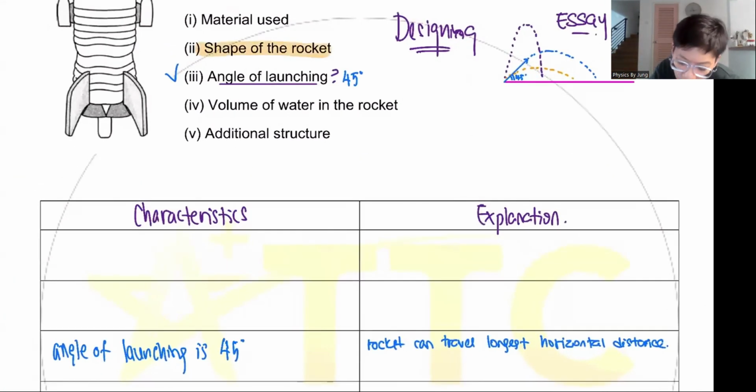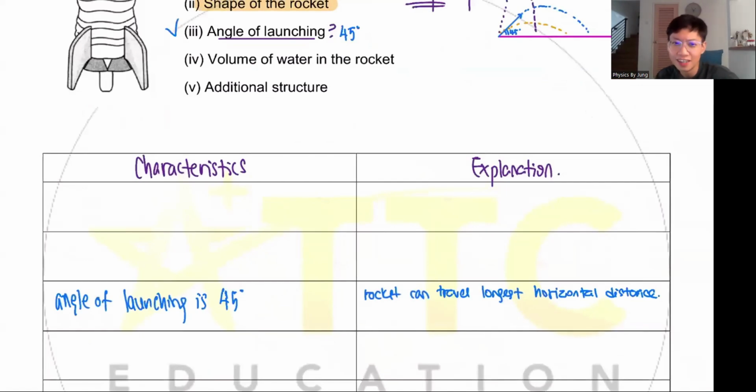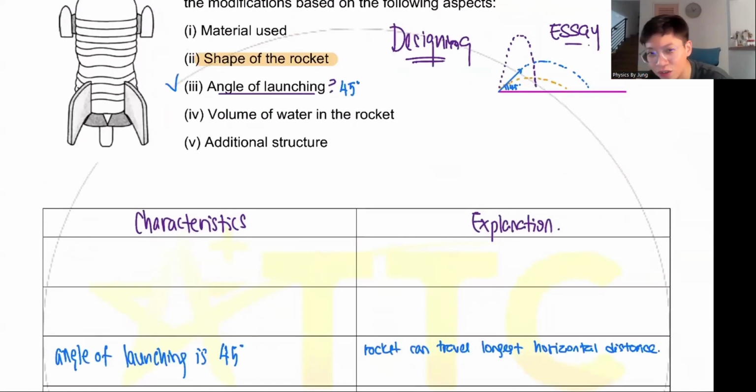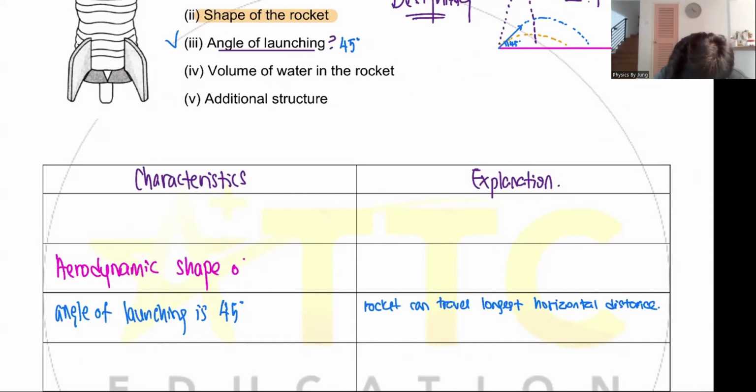What should be the shape of the rocket? If today I want to make a water rocket, what should the shape of the water rocket be? Cone shape is not acceptable. No, cannot cone shape. Guys, what shape? Danish, very good. Chloe, very good also. So the answer here is we are looking for an aerodynamic shape of rocket.